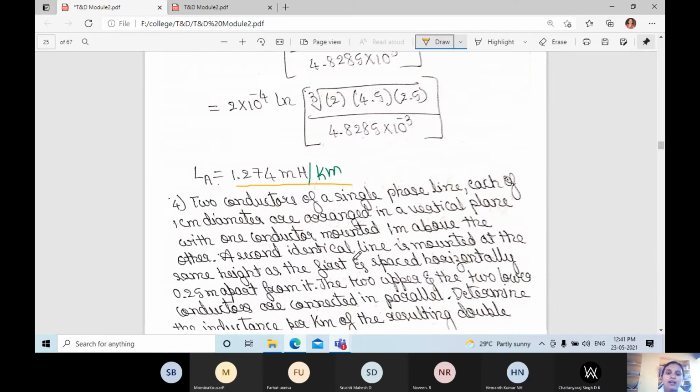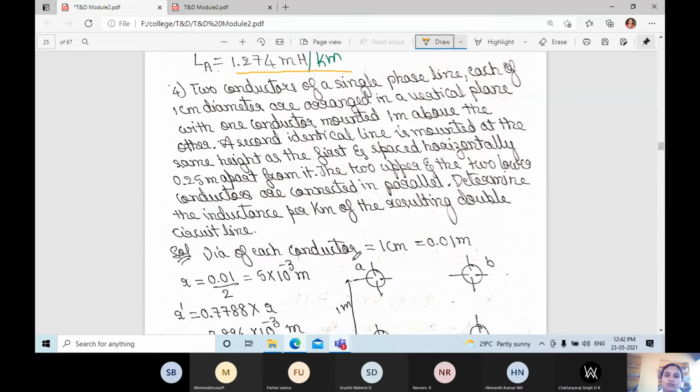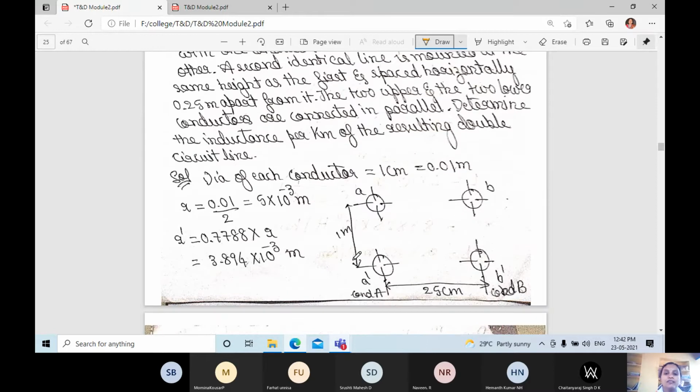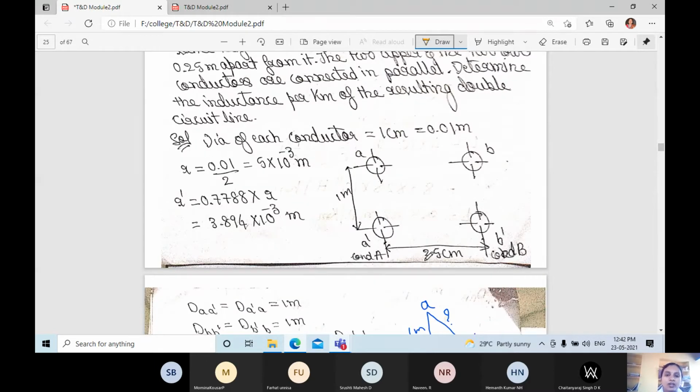Okay. Next problem: two conductors of a single phase line, each of 1 centimeter diameter and arranged in a vertical plane with one conductor mounted 1 meter above the other. A second identical line is mounted at the same height as the first and spaced horizontally 0.25 meter apart from it. If you observe the figure, you will understand easily. Instead of 0.25 meter, they have written 25 centimeter. Don't get confused.